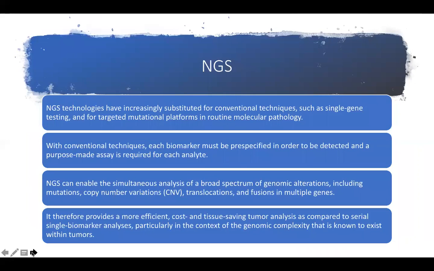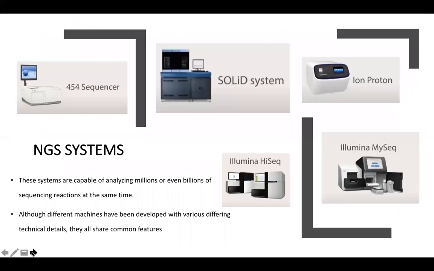NGS technologies have increasingly substituted for conventional techniques such as single gene testing and for targeted mutational platforms in routine molecular pathology. With conventional techniques, each biomarker must be pre-specified in order to be detected, and a purpose-made assay is required for each analyte. NGS can enable the simultaneous analysis of a broad spectrum of genomic alterations, including mutations, copy number variations, translocations, and fusions in multiple genes. So NGS is basically a more efficient, cost-effective, and most importantly, tissue-saving tumor analysis as compared to serial single biomarker analysis. NGS systems are capable of analyzing millions or even billions of sequencing reactions at the same time.